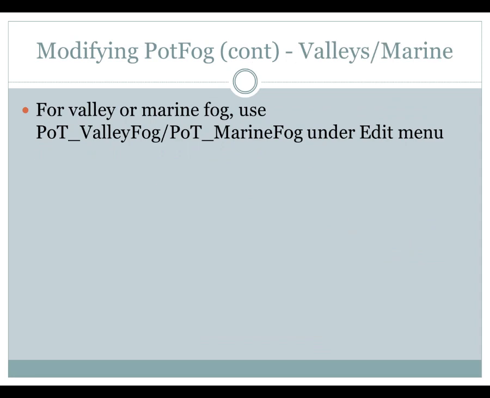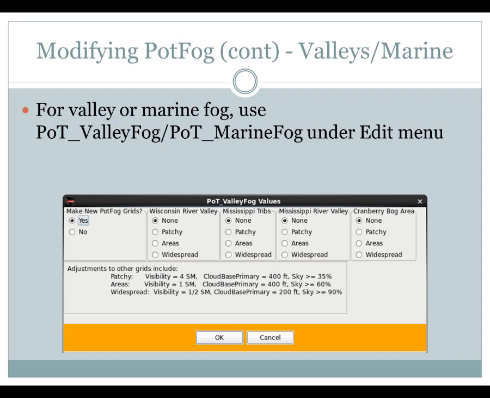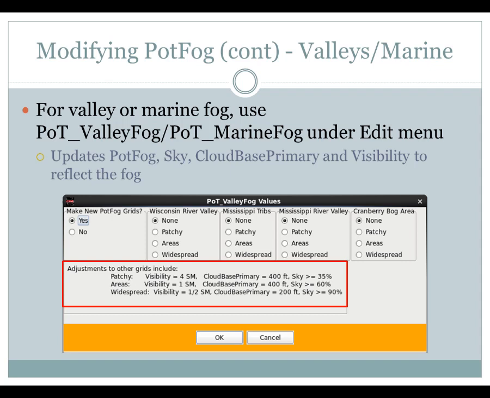And a third way we can get fog into the pot fog grid is via these procedures underneath the edit menu called pot valley fog and pot marine fog. And here's an example of that procedure. And the nice thing is, if you're in an area that you're typically dealing with valleys getting fogged up or whatever, not only will you get a visibility grid adjustment, but it will also adjust your cloud-based primary and your sky cover as well. And that's shown there.